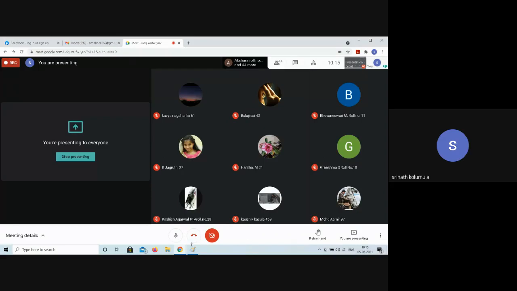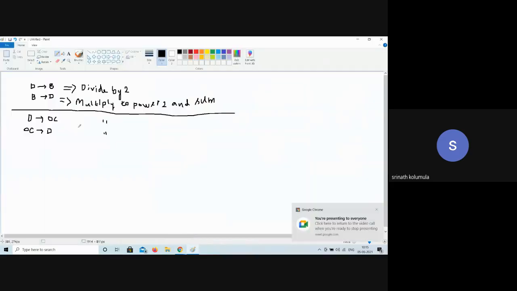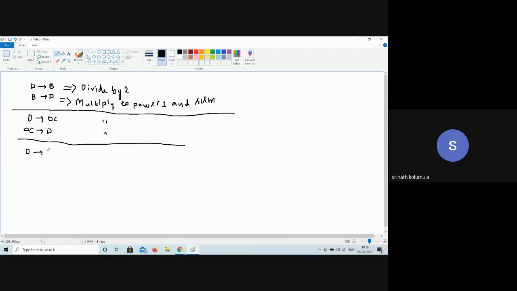Okay, and then take the sum. Right. Then after this, tell me decimal to hexadecimal. What is the logic? Same logic. You have to divide by what? 16. Same logic is applicable here. And then hexadecimal to decimal, again it is the same logic: multiply to the powers of 16 and take their sum.